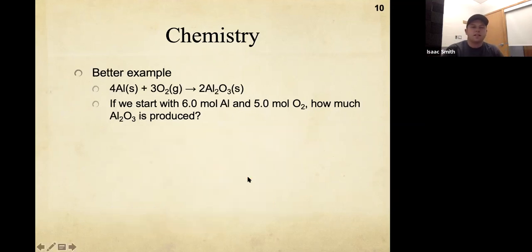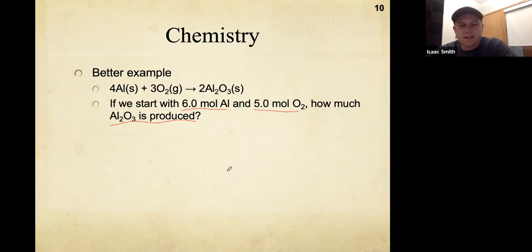All right, let's look at the thermite, or sorry, this isn't thermite. I think this is the first example we did in the lecture. Okay, so we have aluminum combining with oxygen to give us aluminum oxide. Okay, so if we start with 6 moles of aluminum and 5 moles of oxygen, how much aluminum oxide is produced? This one's not as easy to just do in your head, right? Because you've got these coefficients 4, 3, 2, 6 moles, 5 moles. It's going to be a little bit more difficult to do.